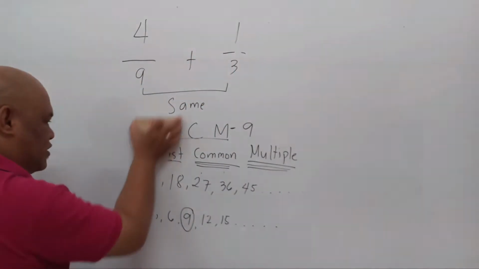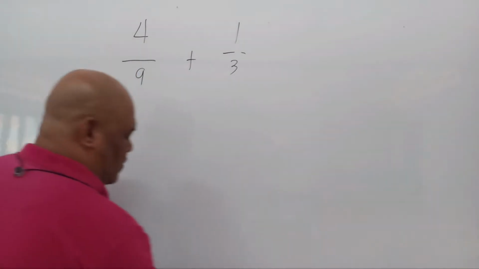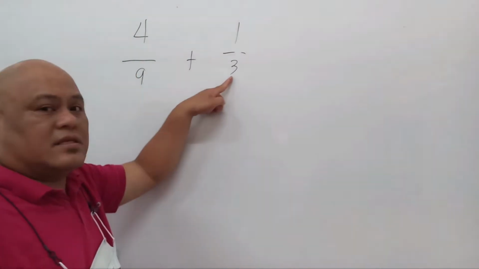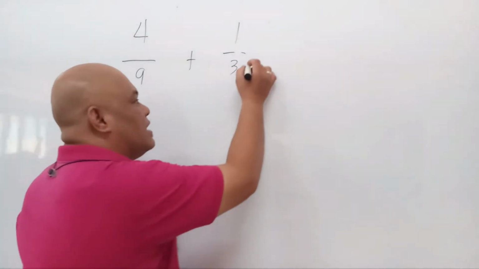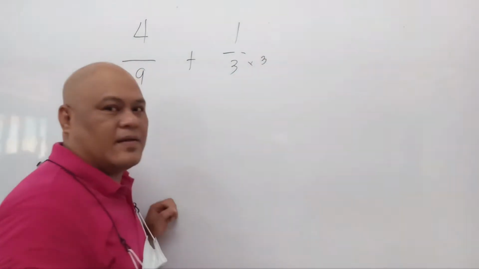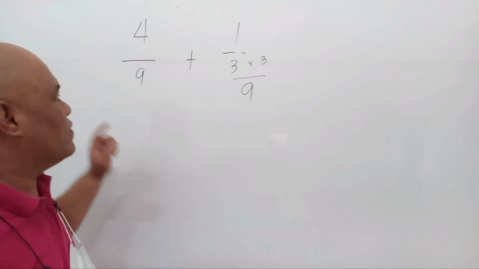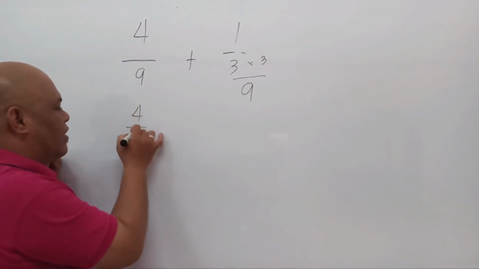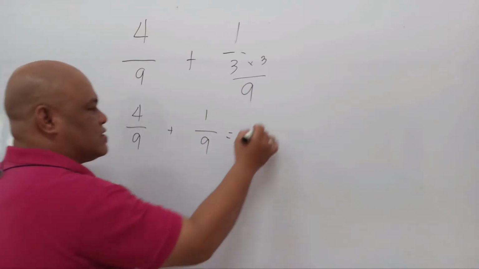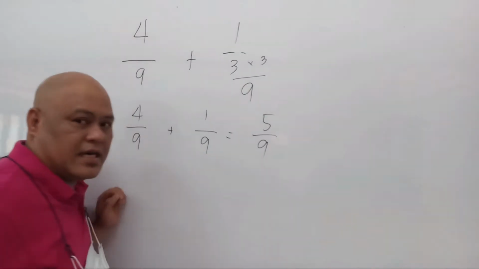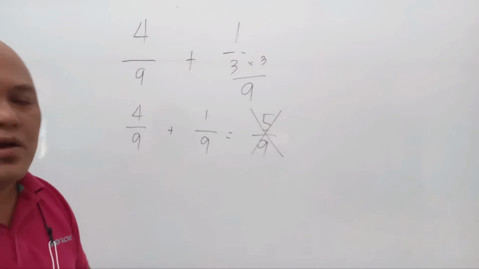Okay? So, let's do this. What do you think, 3 can become 9? So, you have to multiply by 3. 3 times 3 is equivalent to 9. So, now, we have here 4 over 9 plus 1 over 9 is equal to 5 over 9. Is this correct? No. This one is not correct. Why?